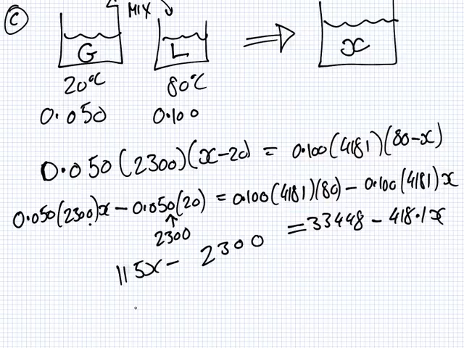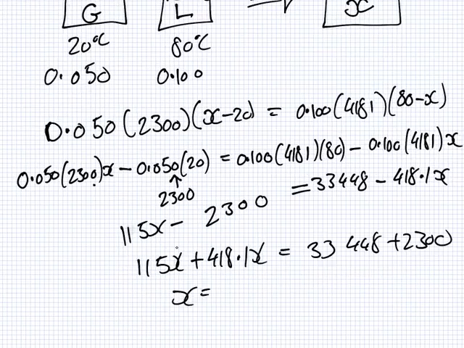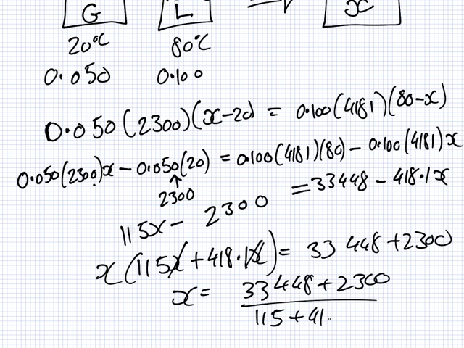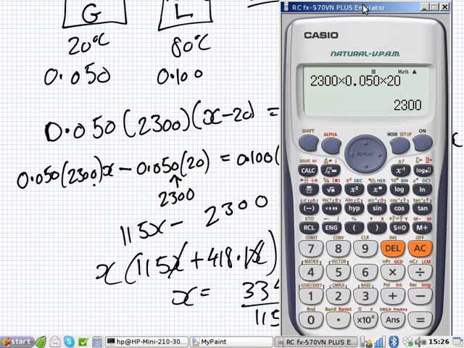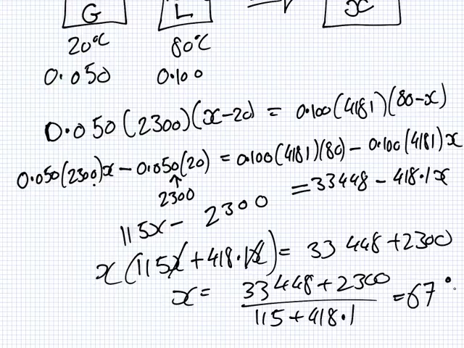So now if I bring this together, I'll have 115x plus 418.1x equals 33448 plus 2300. So then I get x equals 33448 plus 2300 all over 115 plus 418.1. 67 degrees is the temperature of the final mixture. Did you get this? Excellent.